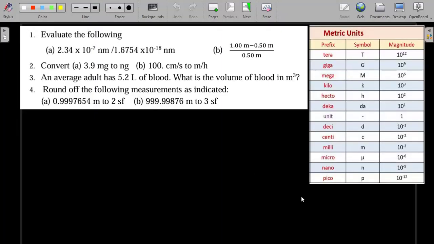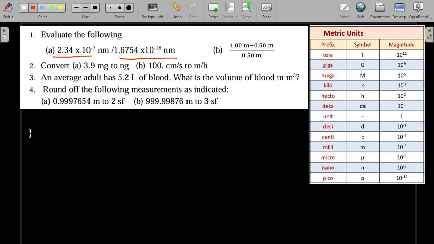So question 1, they're saying evaluate the following. Here they just want us to divide two numbers that have different numbers of significant figures. So we can see we have 2.34 times 10 to the power minus 7 nanometers divided by 1.6754 times 10 to the power minus 18 nanometers. For you to answer this question, you have to know the rule that governs the division of two numbers that have different significant figures.